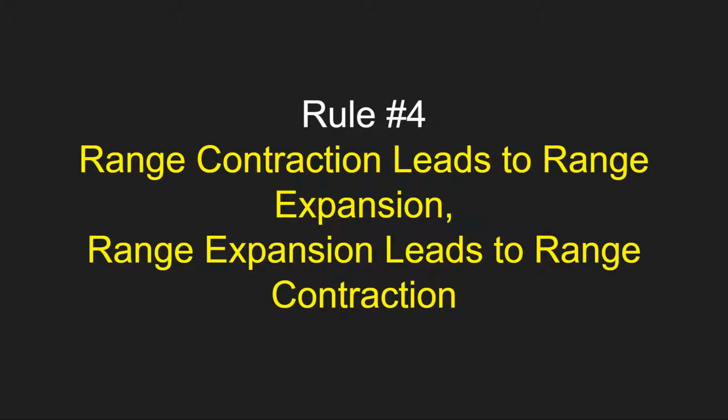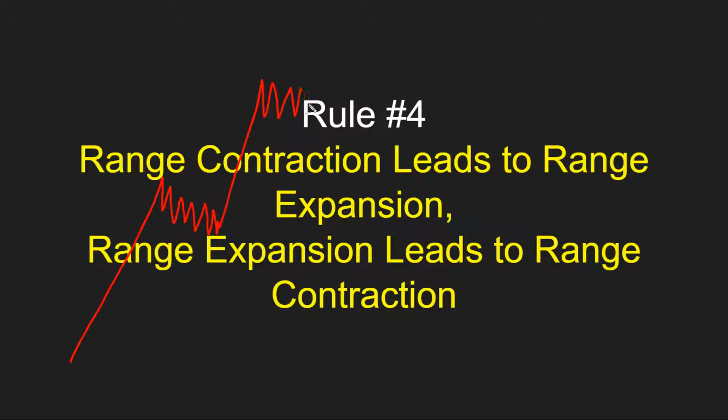And that leads us to rule number 4. Range contraction leads to range expansion. And the converse of that is that range expansion leads to range contraction. So one way to look at this is just that when we have a trend, range expansion is eventually going to lead to some form of range contraction. And just when we think this thing will never trend again, range contraction will lead to the next range expansion.